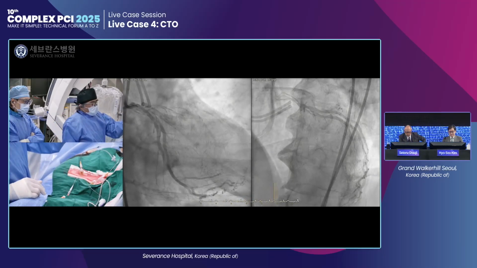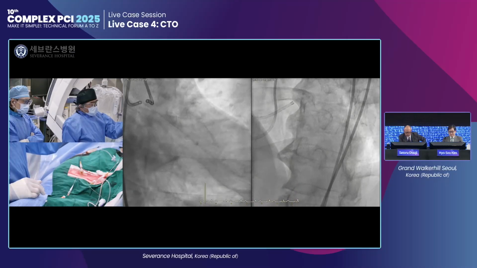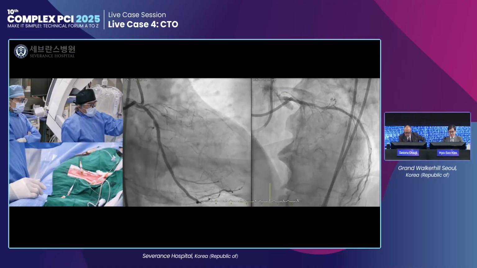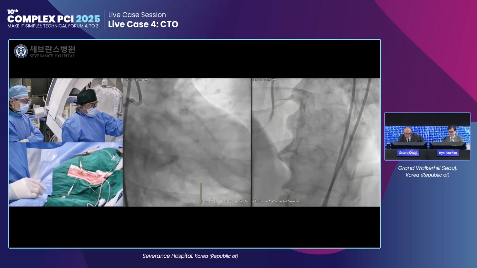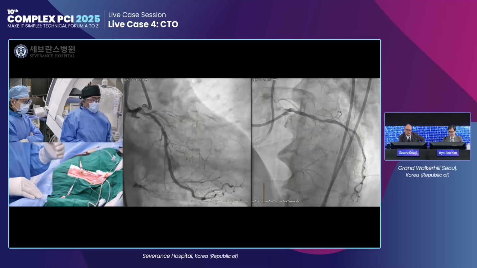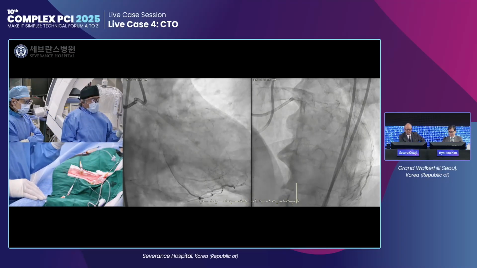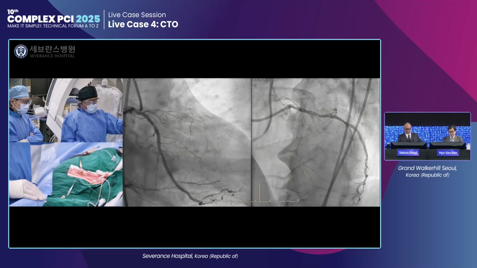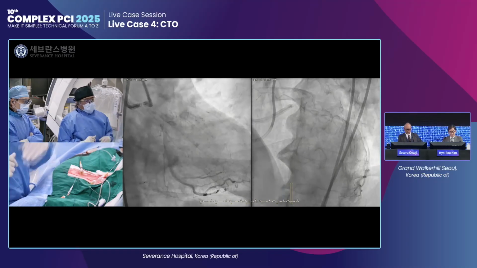So on the RAO caudal view, this is definitely the LAD. Also the RCA collateral is filling the diagonal and LAD. And we can also see some calcification region just before the distal CTO stump.